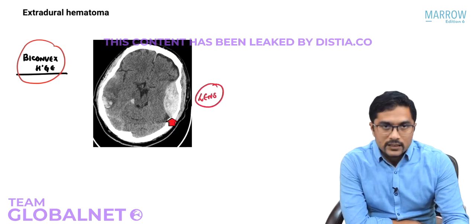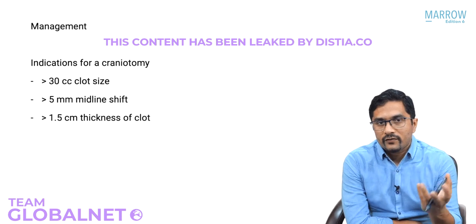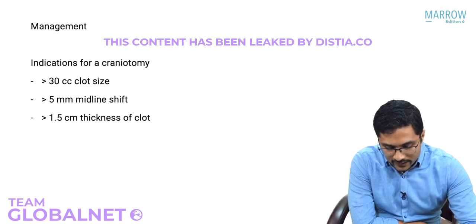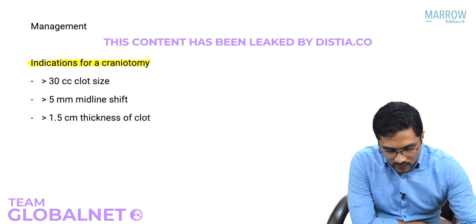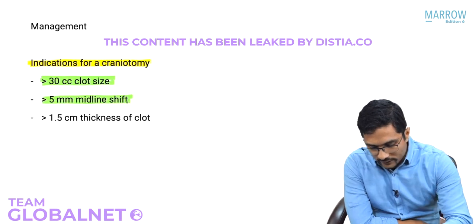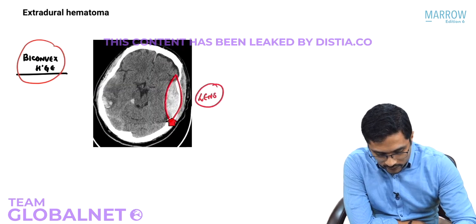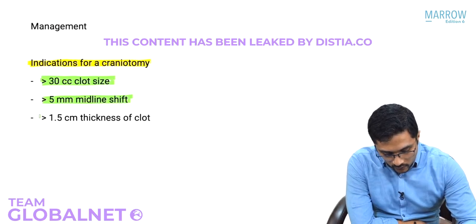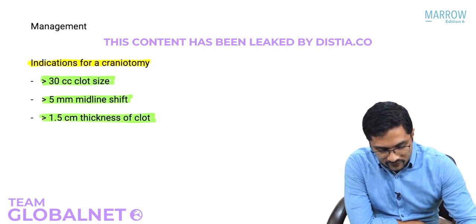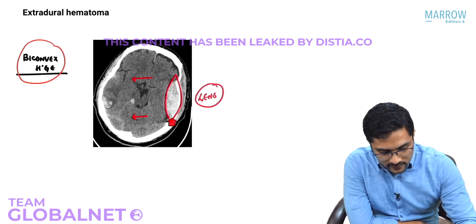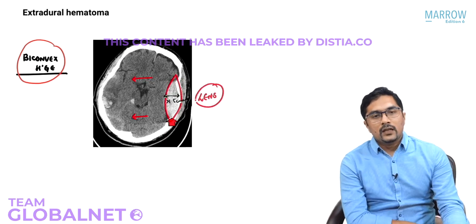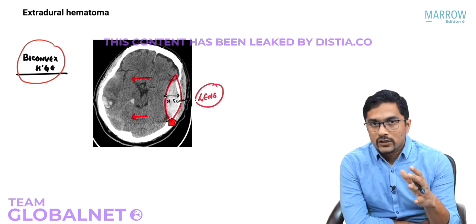Now, how do we manage this patient? If you're in a corporate hospital or a government hospital where neurosurgery facilities are there, then we are going to take up this patient for a craniotomy, provided the clot size is more than 30 cc, there is a more than 5 millimeter midline shift, or the thickness of the clot is more than 1.5 centimeters. These are the indications to carry out a craniotomy in a patient with EDH.